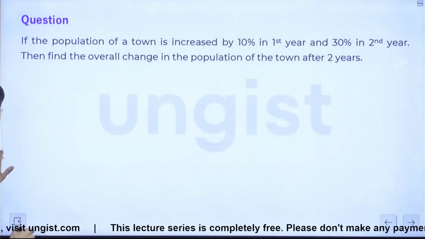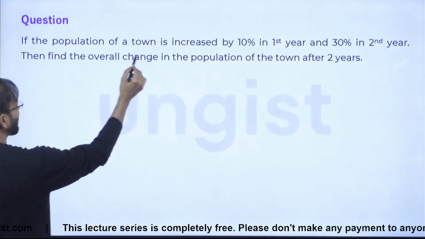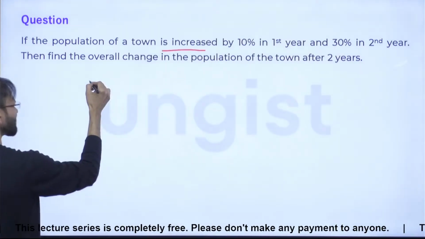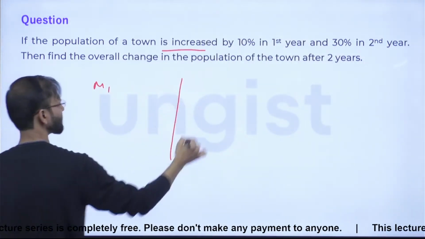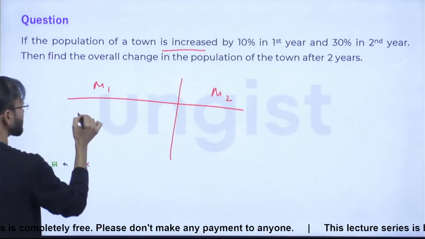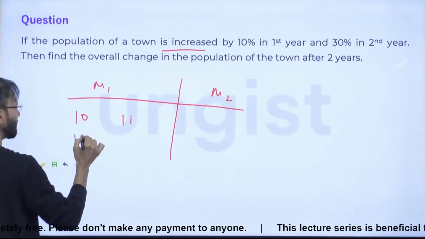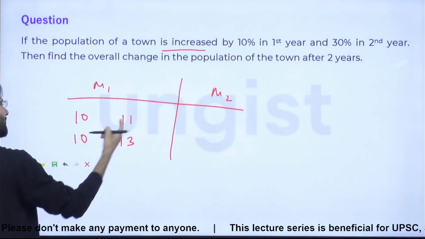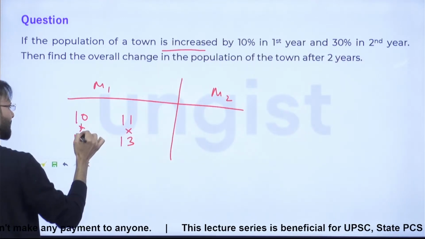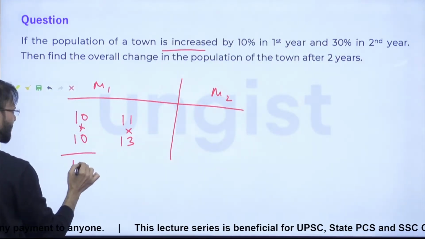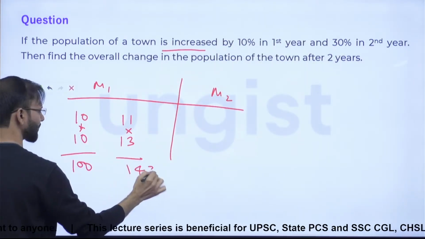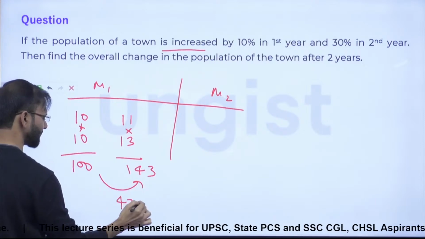इधर देखिए. See, all of you, the population of a town is increased. So there are 2 methods, right? So method number 1 and method number 2. So 10 becomes 11 and 10 becomes 13. So for first month 10 becomes 11. For second month the ratio becomes 10:13. Yes or no, guys? So 100 becomes 143. So this is the increment of 43%.